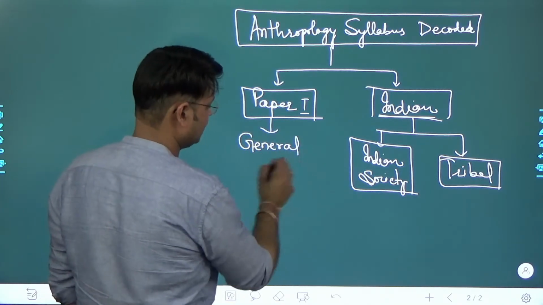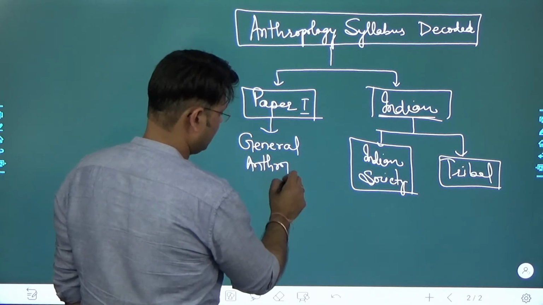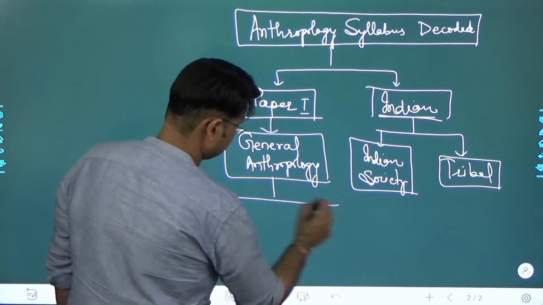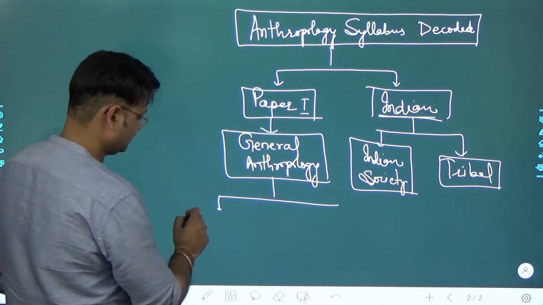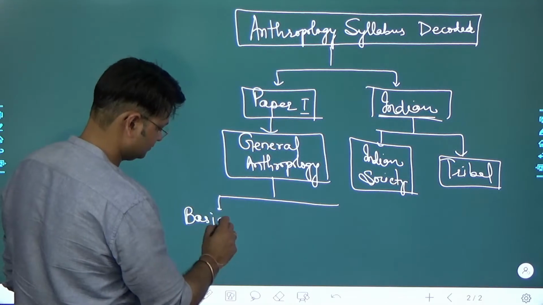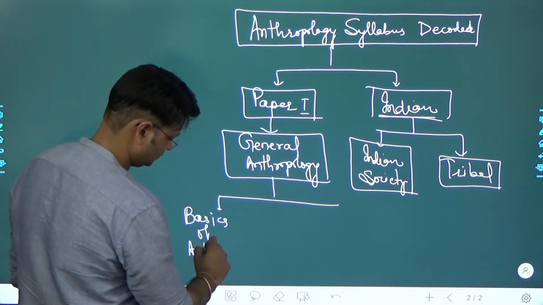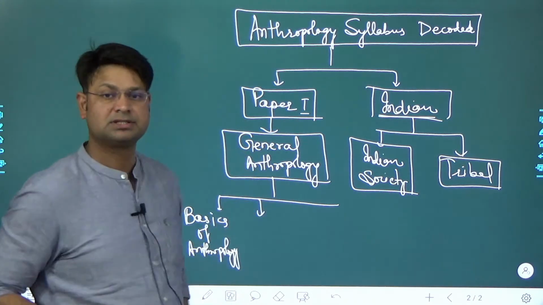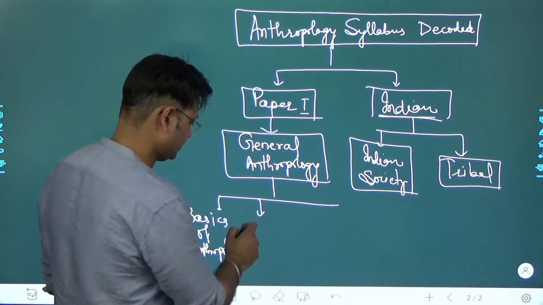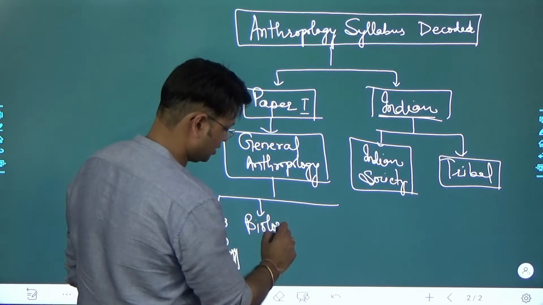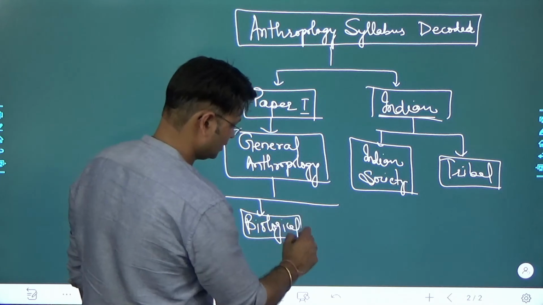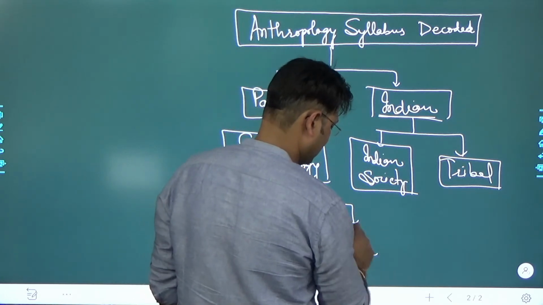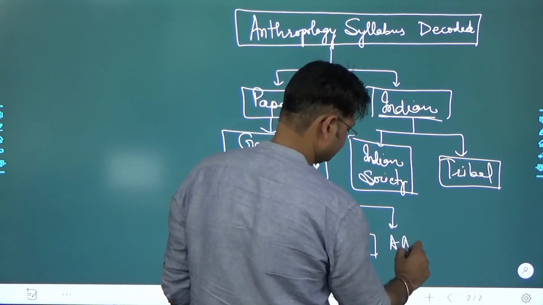Here general anthropology means everything about anthropology. Everything means here we will study the basics of anthropology, what anthropology is. We will also study biological anthropology, because this is one of the major branches of anthropology, socio-cultural anthropology, linguistic anthropology, and archaeological anthropology.